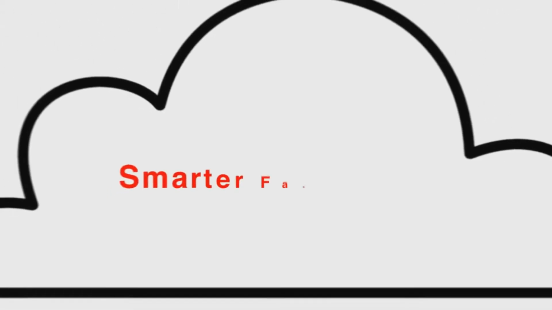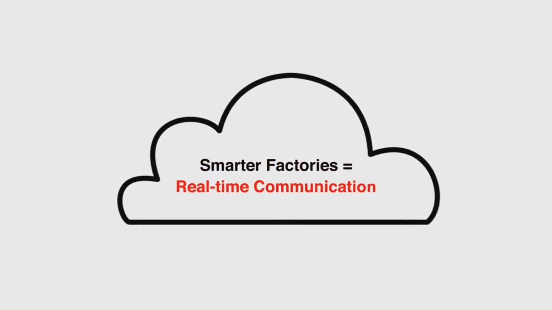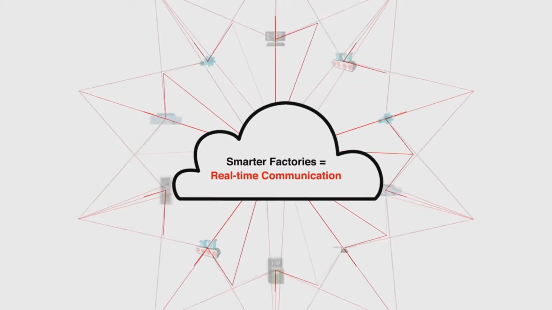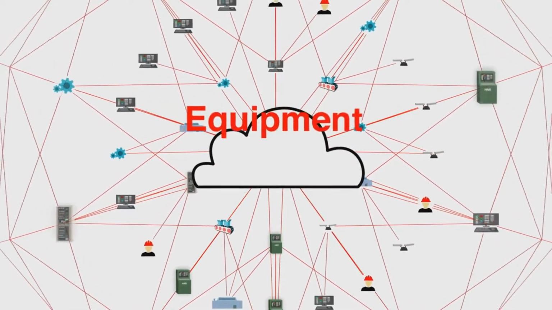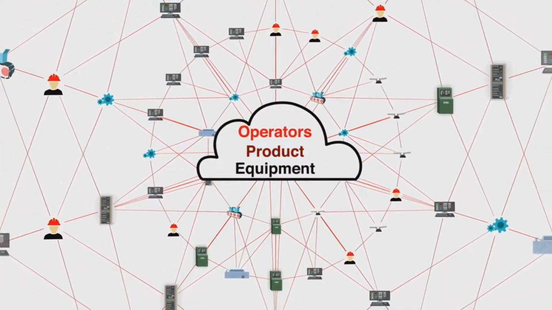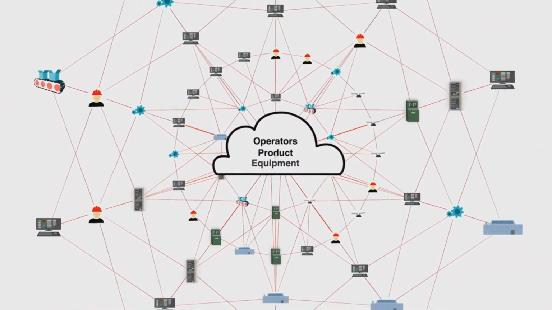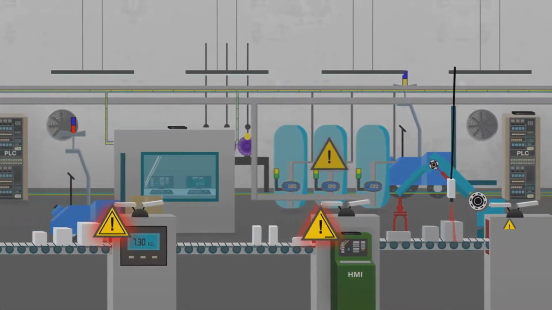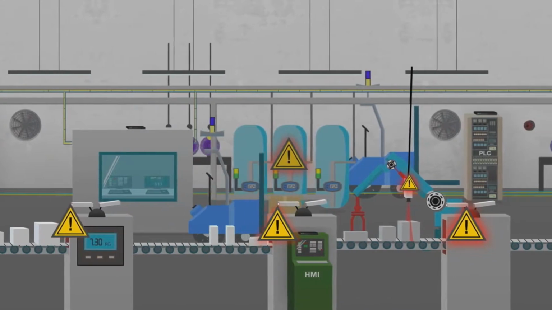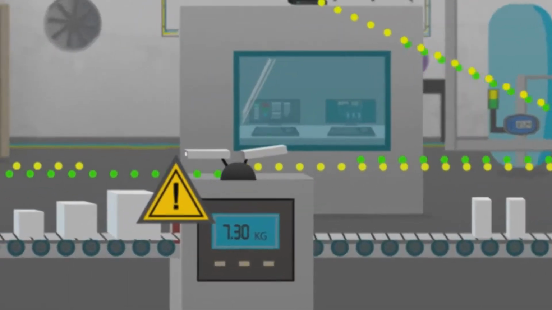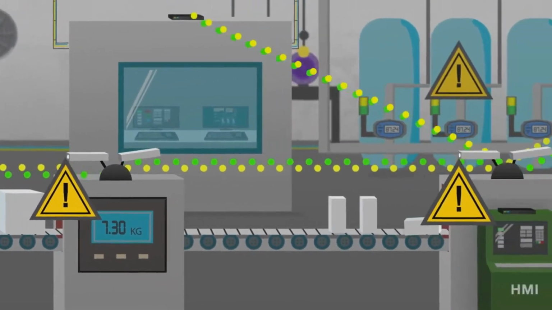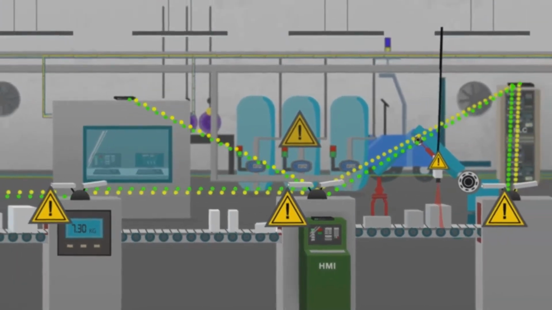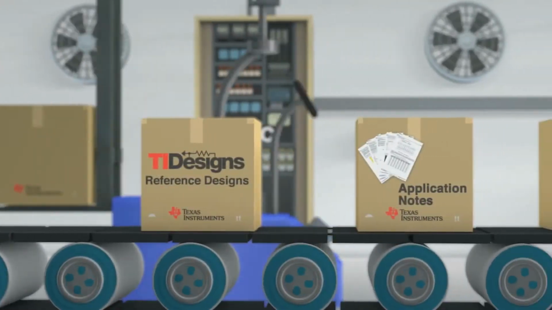As factories get smarter, TI is enabling a new level of communication between the industrial cloud, equipment, product, and operators by providing the broadest connectivity portfolio. And TI's functional safety devices maximize efficiency on the manufacturing floor. This efficiency and more enables the future of industry with intelligent technology for connected manufacturing.